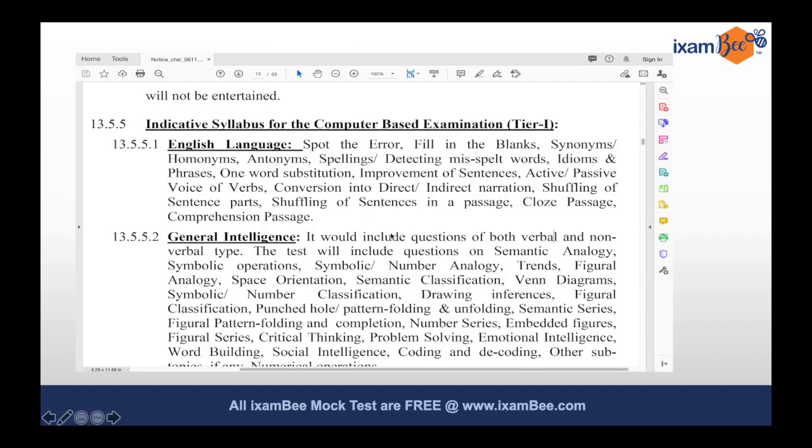I'm sure you must be familiar with the syllabus. If you take a look at it very closely, you will see that a lot of the content areas, English language being a very important one, are based on basic grammatical concepts. For example, improvement of sentences, active passive voice of verbs, conversion into direct indirect narration. So today, let's quickly revise some basic grammar. Let's go back to basics.